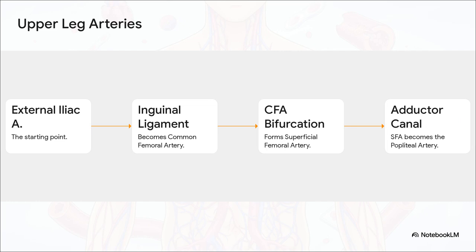So this journey starts with the external iliac artery. The second it passes the inguinal ligament, its name changes to the common femoral artery. That then splits into the deep femoral and the superficial femoral artery, the SFA. And once that SFA exits the adductor canal, bam, it gets a new identity as the popliteal artery. You see the pattern here, right? It's all about those landmarks.